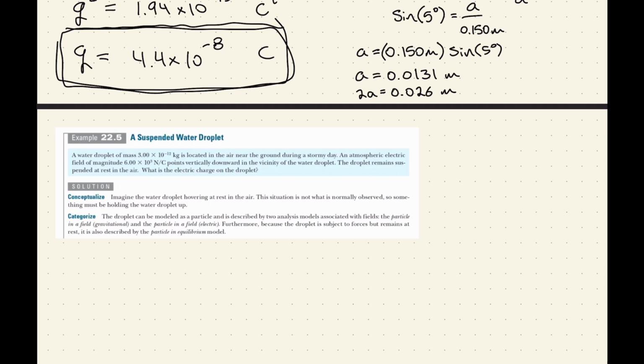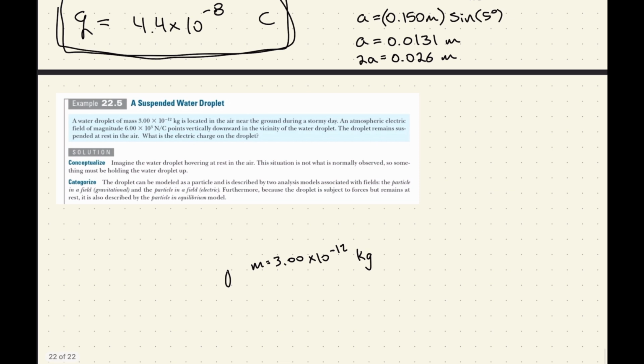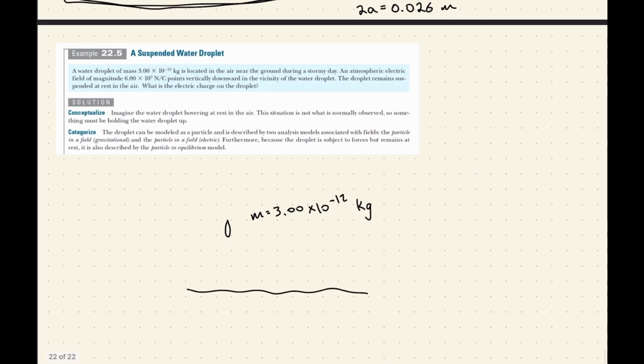So we have a droplet of mass. I'm going to draw the droplet right here. Mass is equal to 3.00 times 10 to the -12 kilograms. This is located in the air near the ground during a stormy day. So let's say the ground is right here. It's a stormy day. There's other droplets falling around. At atmospheric electric field of magnitude 6.00. So we have some electric field. I'm just going to write E like this because we're not given the direction. Oh, points vertically downward.